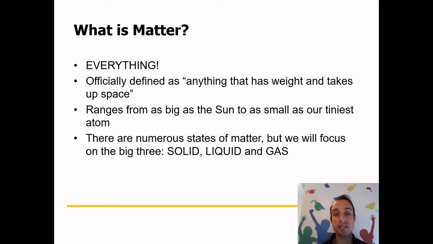Now, there are numerous different states of matter, and we're not going to talk about all of them today. Some of them are called intermediates. They're sort of halfway points between some of the ones we'll discuss. We will talk about the big three, those that are most visible and probably the ones that you're most familiar with, and that is solids, liquids, and gases.